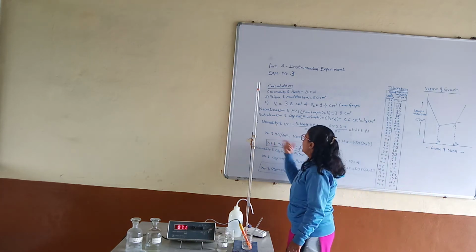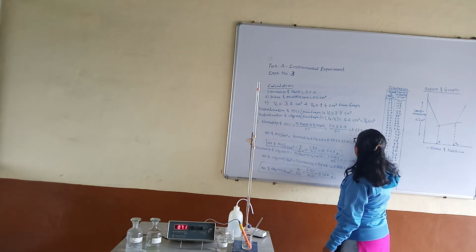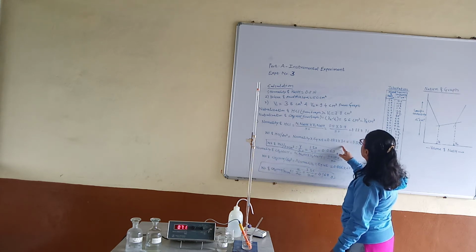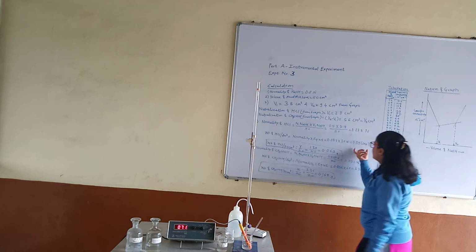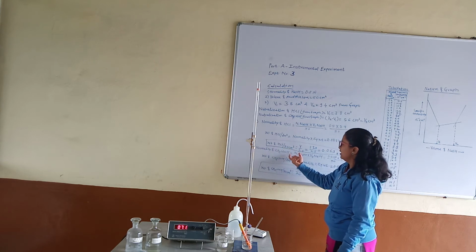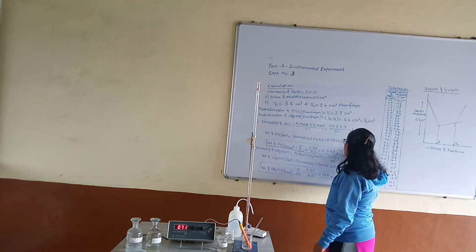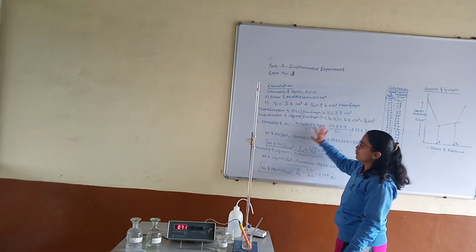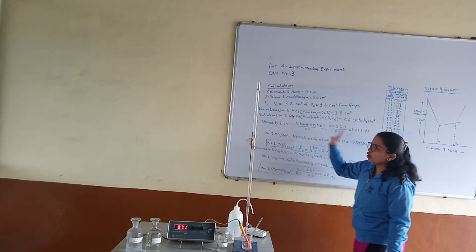Next, weight of HCl per dm cube. The formula is normality into equivalent weight. The normality of HCl is 0.038, into the equivalent weight of HCl, that is 36.5, and the answer is 1.39. This is Y. The last one is the weight of HCl per 50 cm3, that is Y divided by 20. Y is 1.39 divided by 20, and the answer is 0.069 gram. This is the normality of HCl, the weight of HCl per dm cube and the weight of HCl per 50 cm3. The normality of HCl is over.